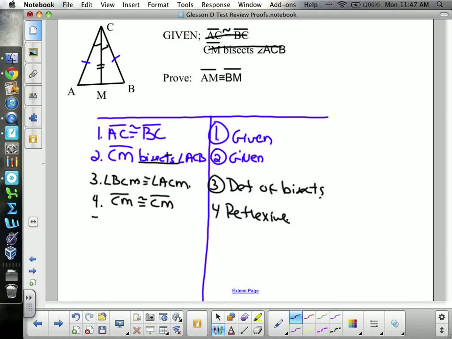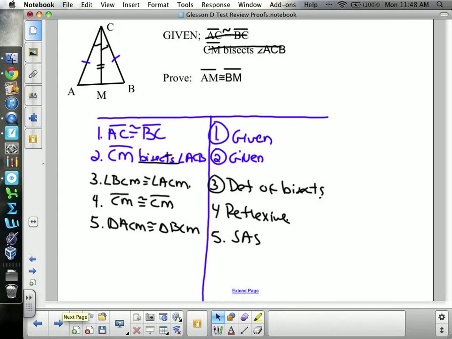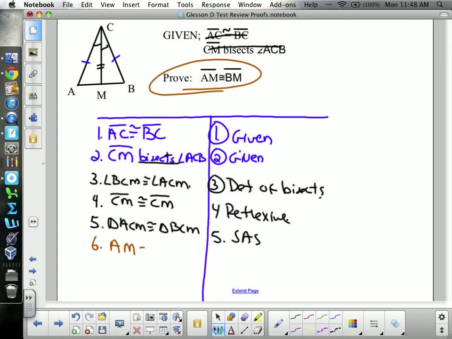Do I have a shortcut? Side angle side I have. And my congruent triangles would be ACM and BCM. Am I done? No. I'm going beyond. AM is congruent to BM. And what's my reason?